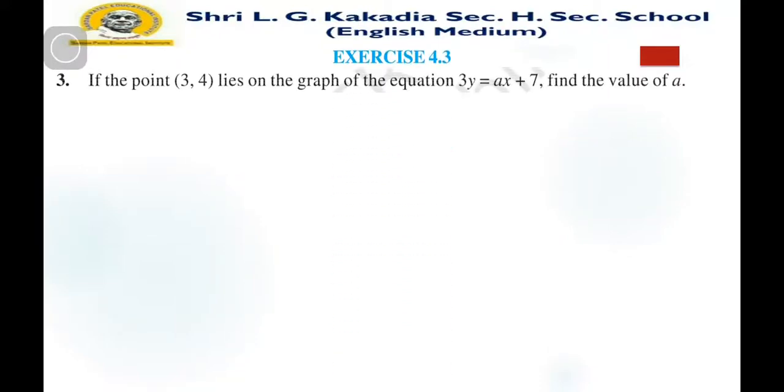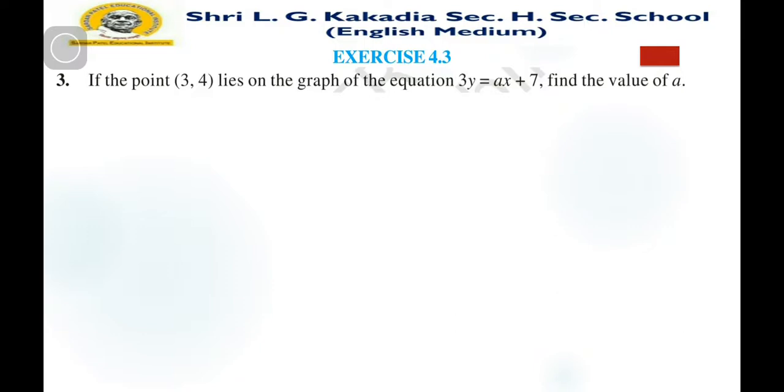Question number 3: if the point (3, 4), where 3 is x and 4 is y, lies on the graph of the equation 3y = ax + 7, find the value of a. Now we know that if any point lies on the graph of a given equation, then it satisfies the equation.